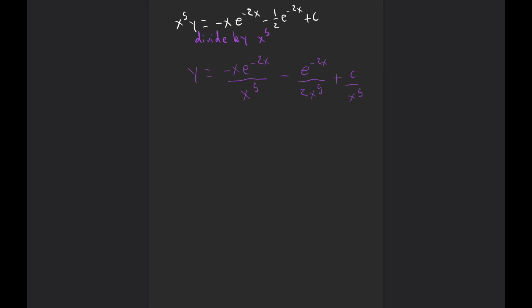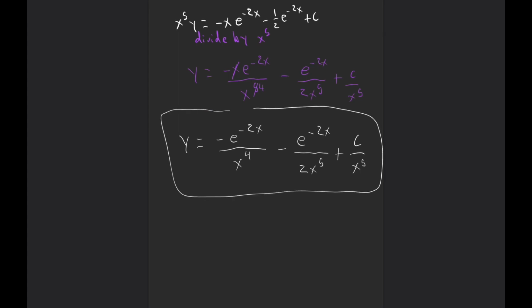And from here, we do a little simplifying magic, cross out like terms in the denominator and numerator, and then we write out our final answer to be negative e to the negative 2x over x to the fourth minus e to the negative 2x over 2x to the fifth plus c over x to the fifth. And that's our solution.